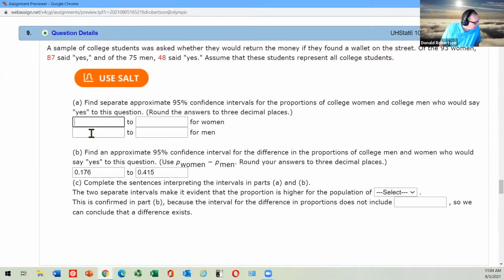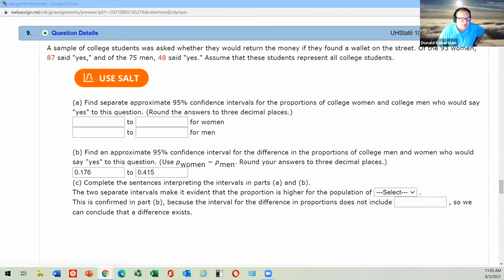What about these two guys? Well, these two guys are not even differences. These are single proportion answers. So they just want us to find what is the interval just for women, not the difference. This is the interval for the difference between men and women, but what it is just for women.